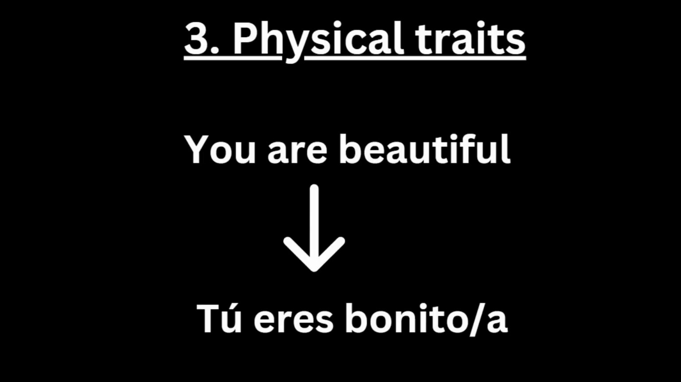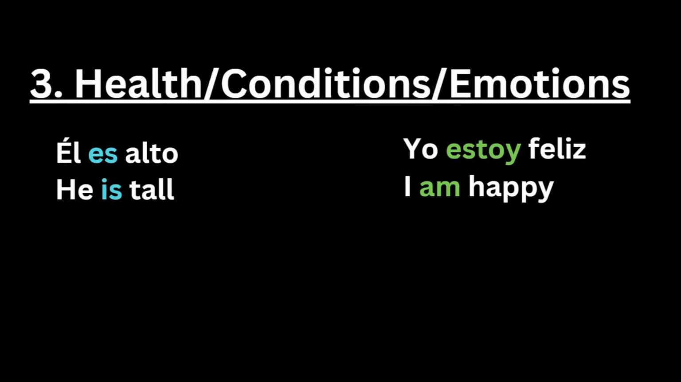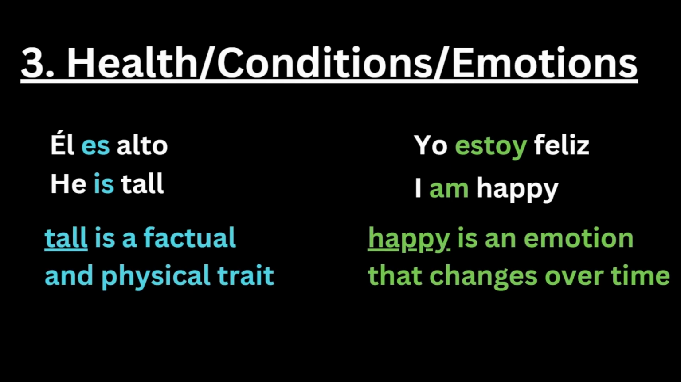You might remember me saying that the verb ser is used for physical traits, and while that's true, the conditions and emotions of people and sometimes objects primarily refer to something that somebody feels rather than being a factual statement. Looking at this example, both the words alto and feliz are adjectives, but one is a factual and physical trait while the other is an emotion that changes over time.